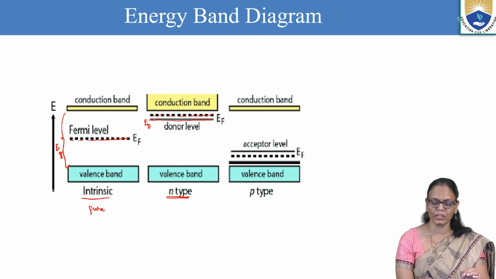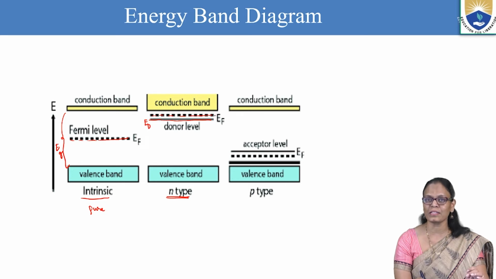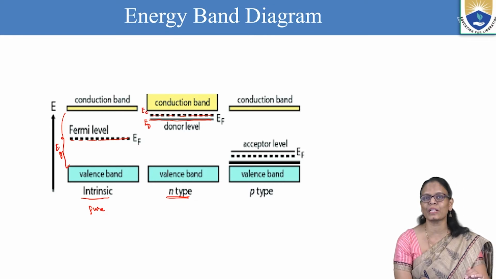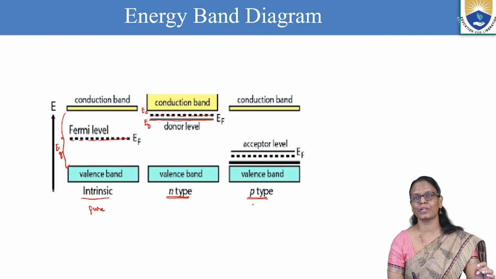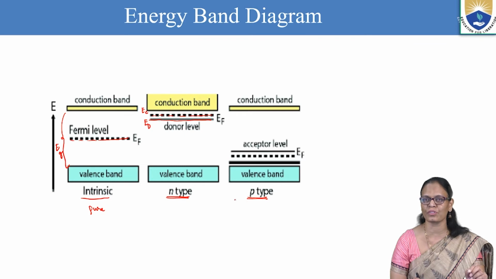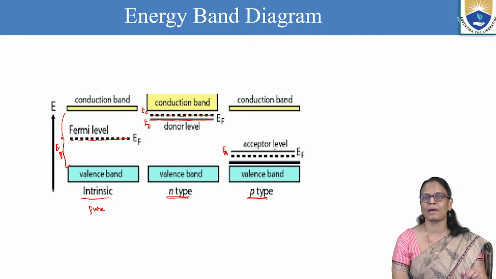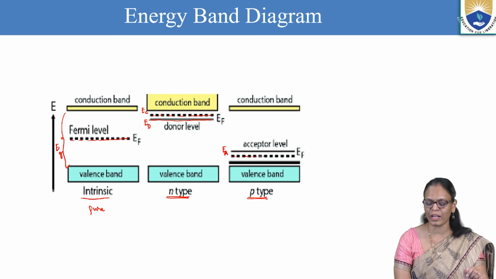So this is how the Fermi level lies in the middle, below the conduction band and above the donor level, in between the two. Coming to P type, where we are adding a trivalent impurity, there is always a deficiency of electron and we call it a hole. There is an acceptor level that is formed above the valence band. Therefore, the Fermi level shifts towards the valence band, so the Fermi level is very close to the valence band.